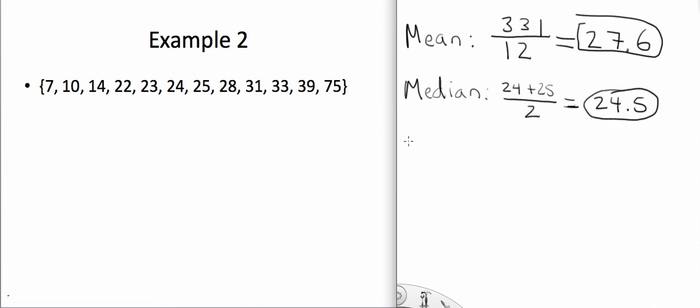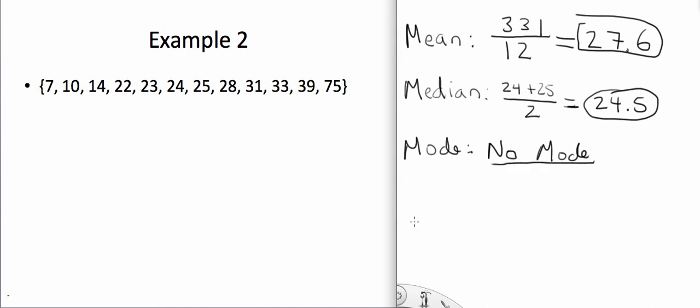Okay, so now we're looking for a mode. I'm looking over here at my data set. Are there any numbers that repeat? No. Okay, so we don't put 0 for an answer if we don't have any numbers that repeat, because that would imply that 0 repeats. If we don't have any numbers that repeat, we simply write no mode. And that's our answer for the mode.